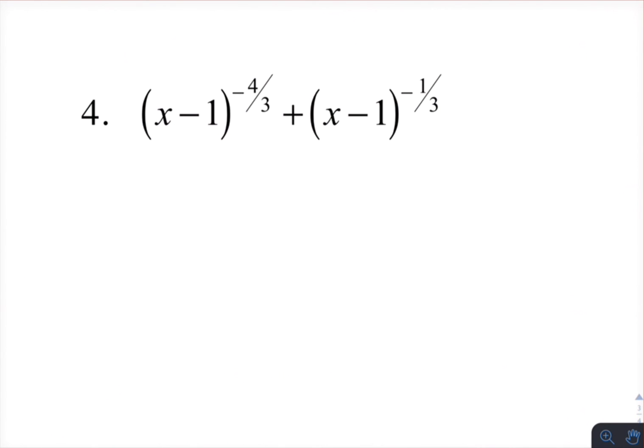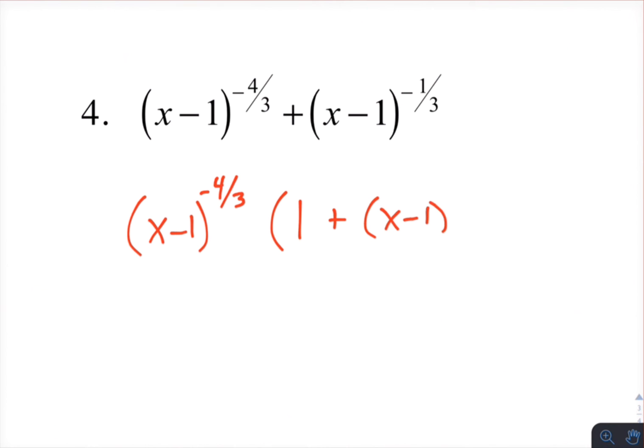And lastly, I see there's a common factor of x minus 1. And again, using the least exponent, I'm going to factor out to the negative 4/3. And what I'm left with is a 1 plus, and then negative 1/3 minus negative 4/3. That's negative 1/3 plus 4/3, which is 3/3. So I just get an x minus 1 to the first. So now I have x minus 1 to the negative 4/3 times x.